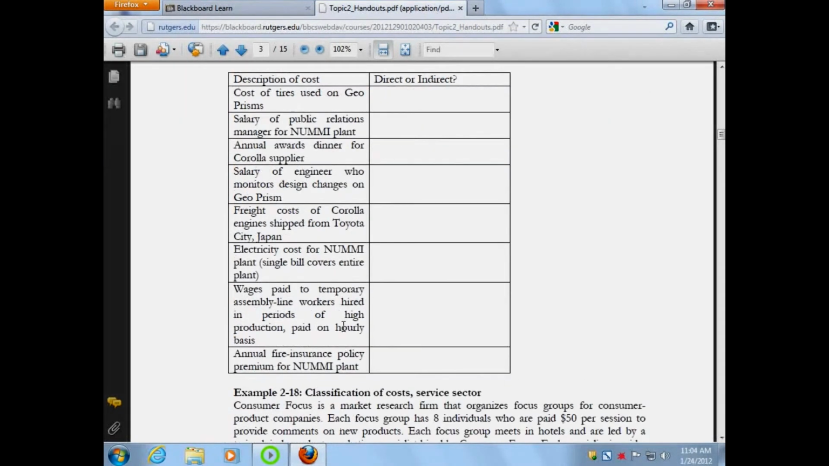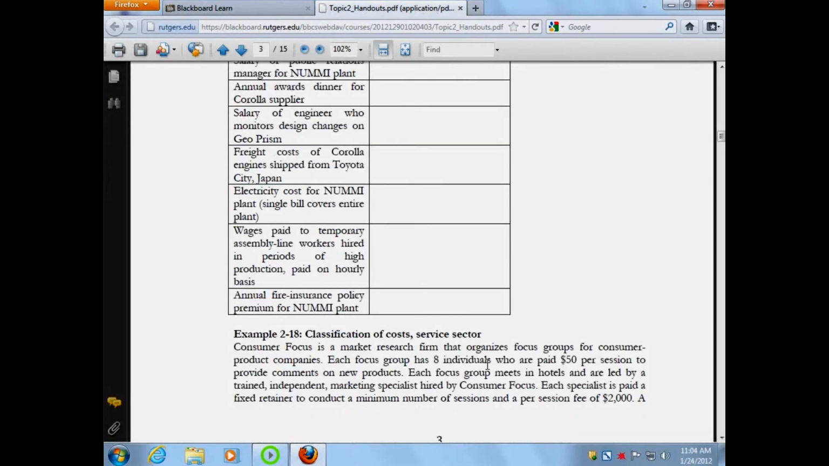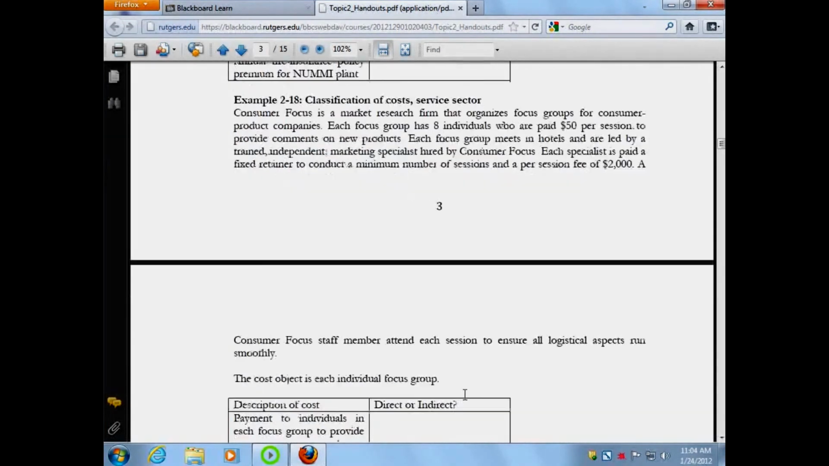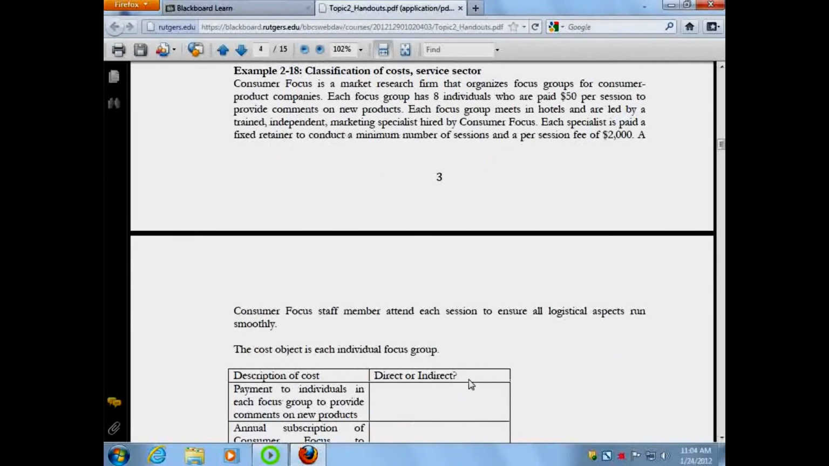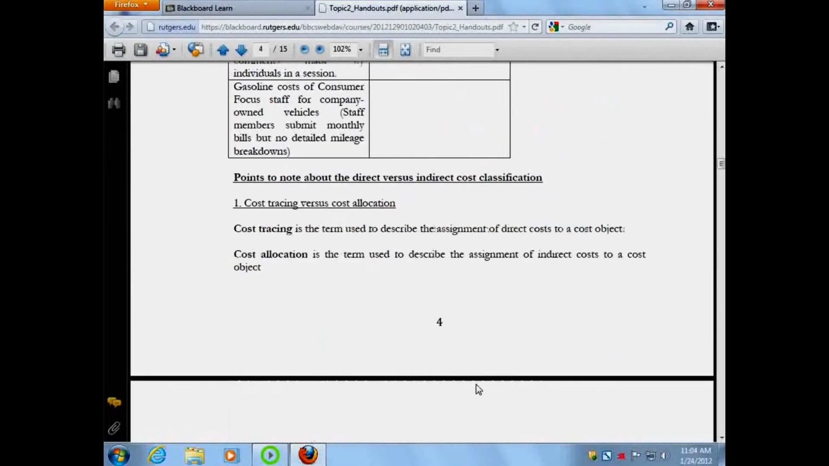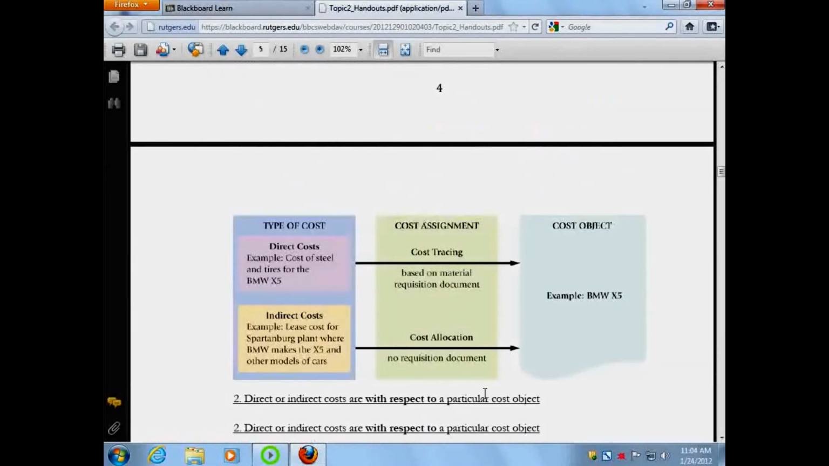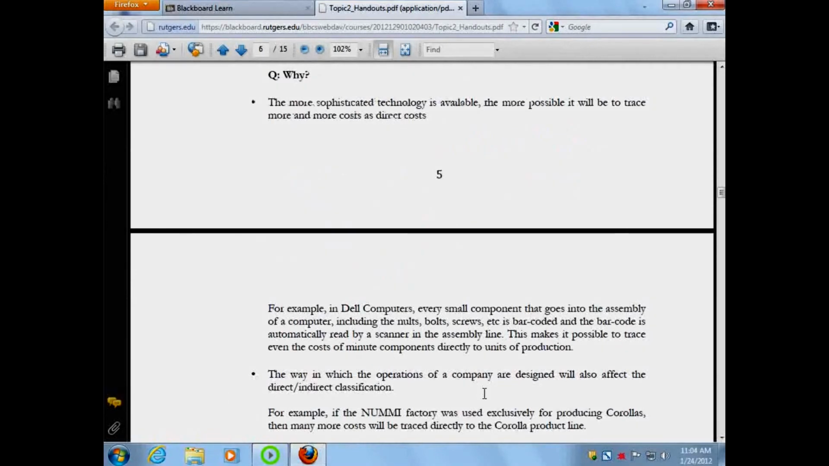Another question? Okay, the annual fire insurance policy premium for the UMI plant: indirect. So now you guys are confident with this classification? I think so. So there's one more example, and I want us to look at that too, and then we'll try to see if we can finish talking about everything else.